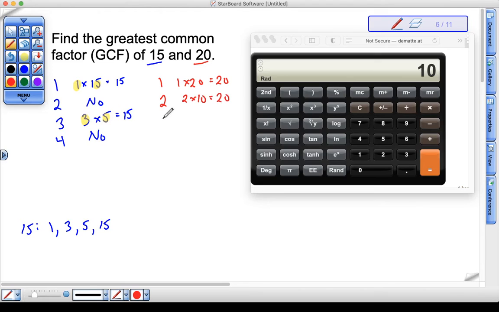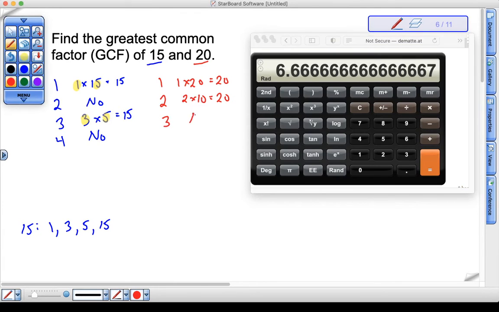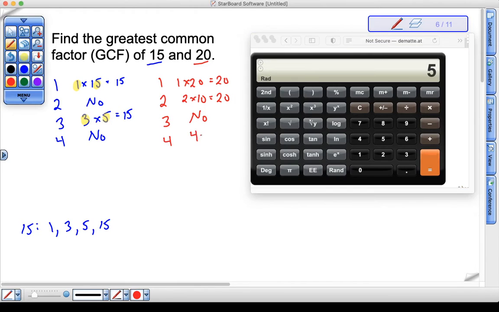The next number I'm going to try here is going to be a 3. If I put in 20 divided by 3, decimal city, so that means that's going to be a no. The next number to try is a 4. If I put in 20 divided by 4, I get an answer of 5. I have 4 times 5. And now I don't need to go any further because there's no numbers that come between 4 and 5. There are, but those are decimals and we're not using those.